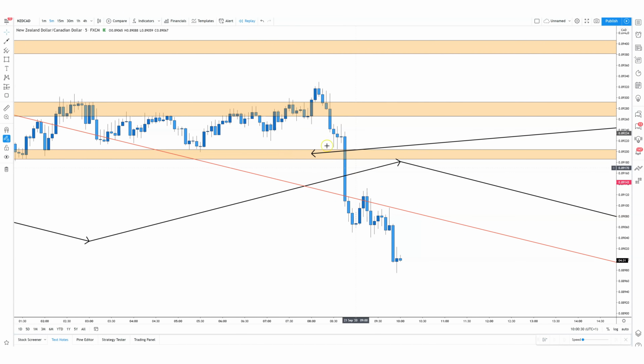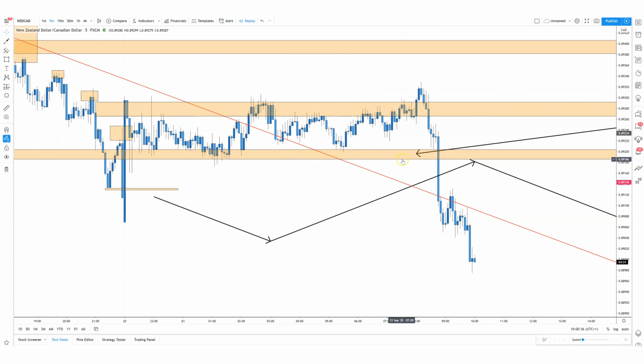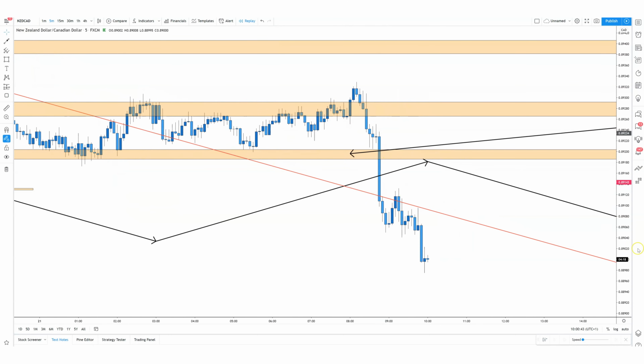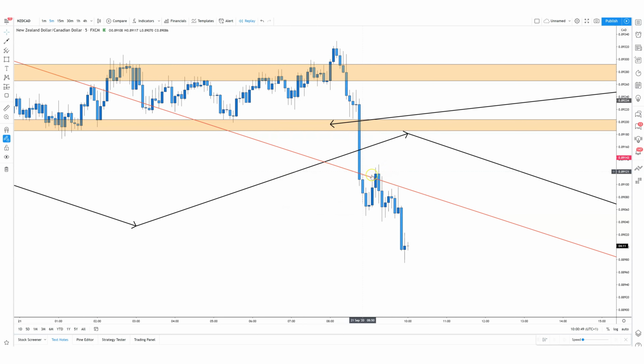Once the shift takes out a previous structural low, then you can clearly identify that any buyers that traders were taking at these levels, as they saw fit as being a really strong level of support, would have been taken out, liquidity would have been built up, and then you can look to jump into your trading opportunities. Granted, it might be a bit too early now. If you wanted to go in at some of these lower highs, it's completely fine, but you get the point.